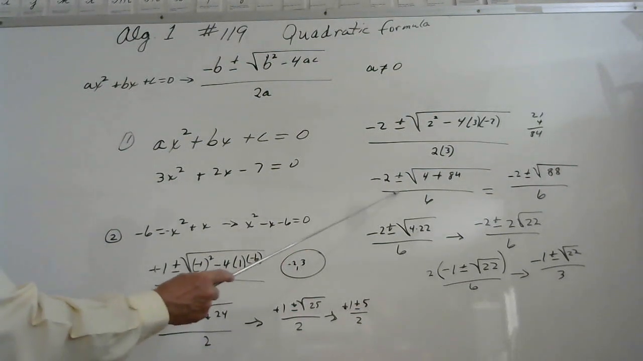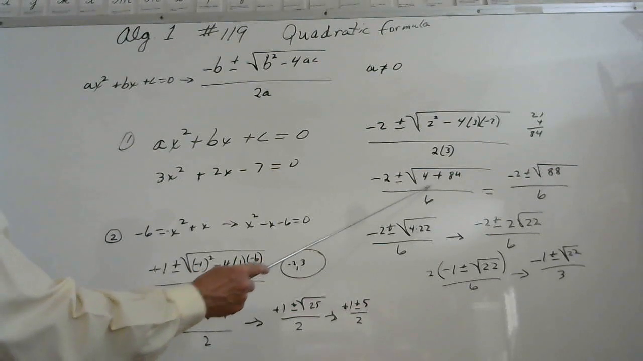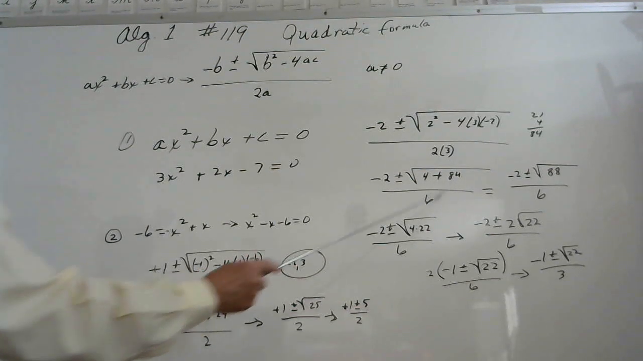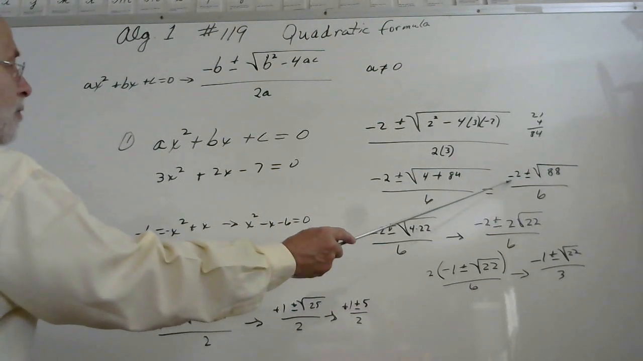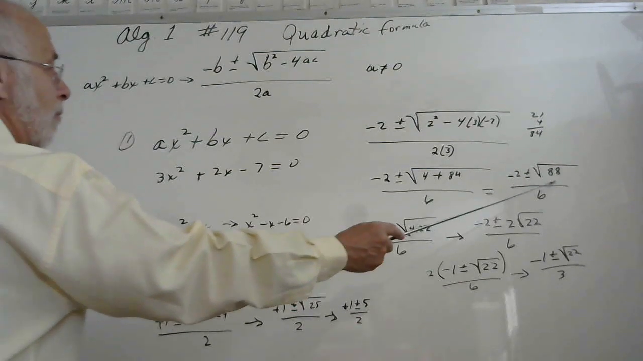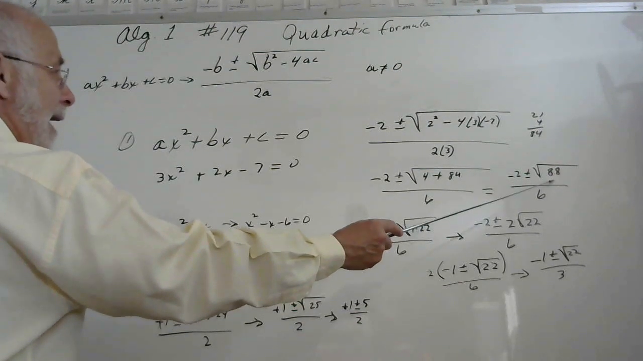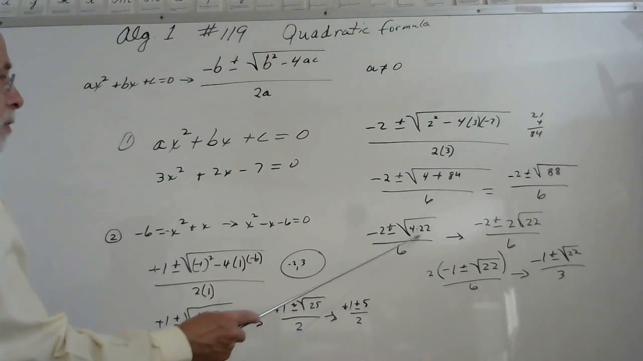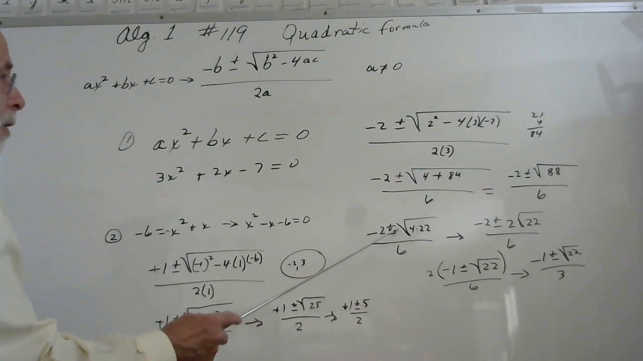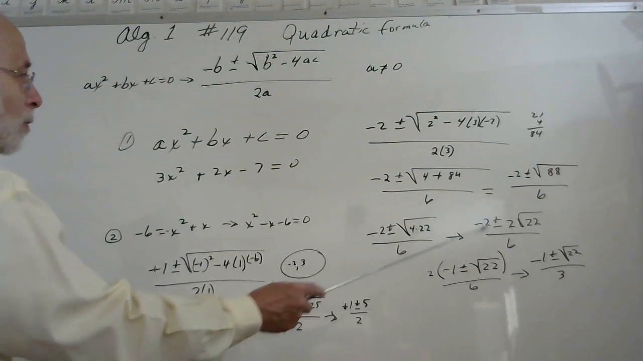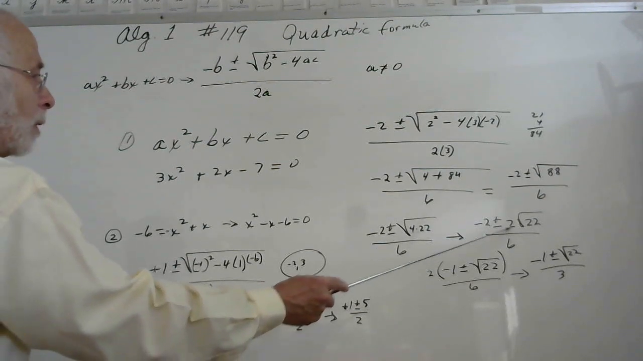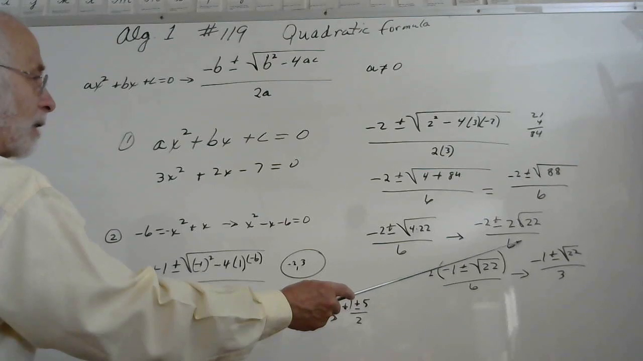I get -2 plus or minus the square root of 4 plus 84 over 6. That changes to -2 plus or minus the square root of 88 over 6. Well, 88 can be broken down to 4 times 22. The square root of 4 is 2, so that I bring that out. So it would be -2 plus or minus 2 times the square root of 22 over 6.